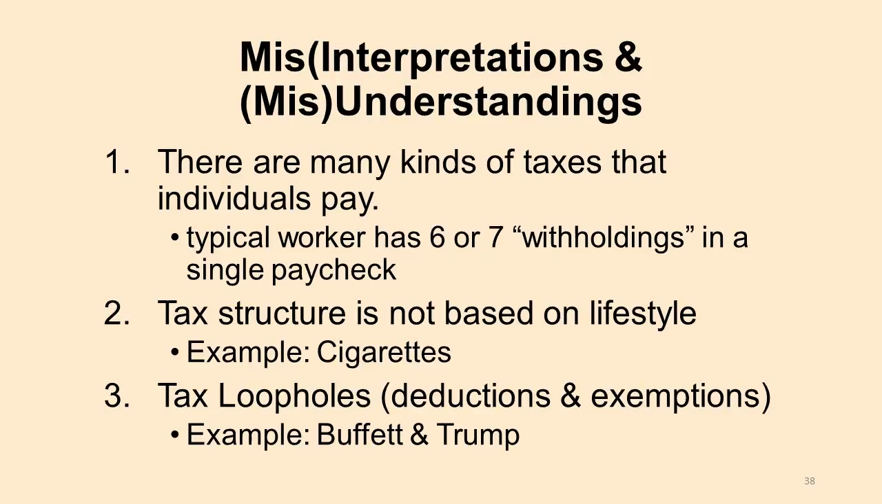Second misunderstanding in taxes is that tax structure is based on a lifestyle, or what is imagined to be a typical lifestyle. So for example, if one person smokes cigarettes and one person doesn't, it's going to change your view on taxes. And the third thing is these tax loopholes. We call them loopholes, like a loop in a rope, which cause deductions and exemptions that can be very surprising. And a good example in the last few years have been the cases of Warren Buffett and Donald Trump.